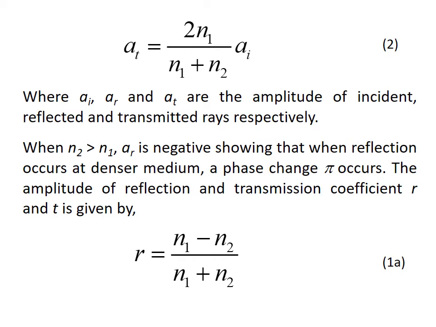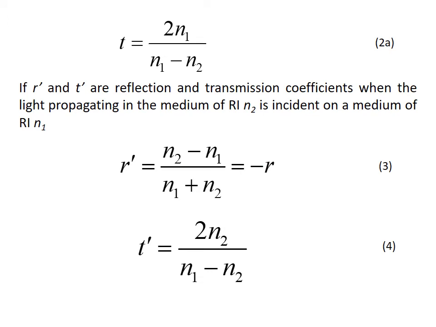The amplitude reflection and transmission coefficients R and T are given by the following relations. R equals N1 minus N2 divided by N1 plus N2. T is given by twice N1 divided by N1 plus N2. You need to remember these terms, that is the coefficients of reflection and transmission.